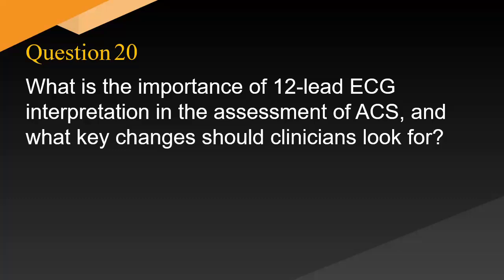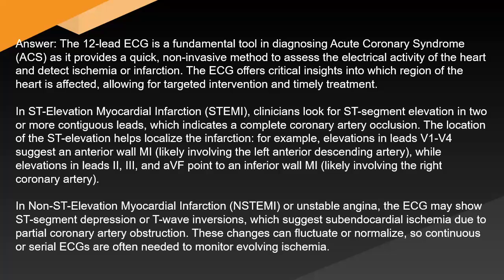Provide examples of both. Answer: the 12-lead ECG is a fundamental tool in diagnosing acute coronary syndrome, as it provides a quick, non-invasive method to assess the electrical activity of the heart and detect ischemia or infarction. The ECG offers critical insights into which region of the heart is affected, allowing for targeted intervention and timely treatment. In ST elevation myocardial infarction (STEMI), clinicians look for ST segment elevation in 2 or more contiguous leads, which indicates a complete coronary artery occlusion.